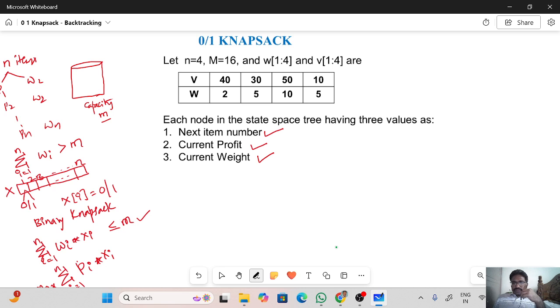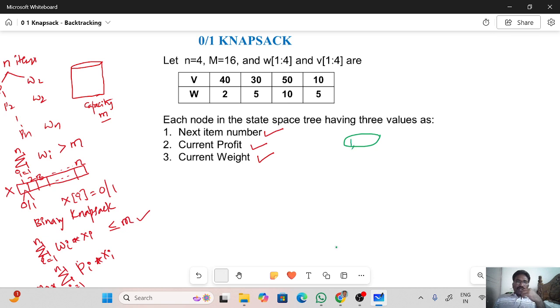the first node, I want to create node 1. I am going to maintain the first, this is the initial state. Initially, I never consider any item in my knapsack. So that's why next I want to consider item 1.